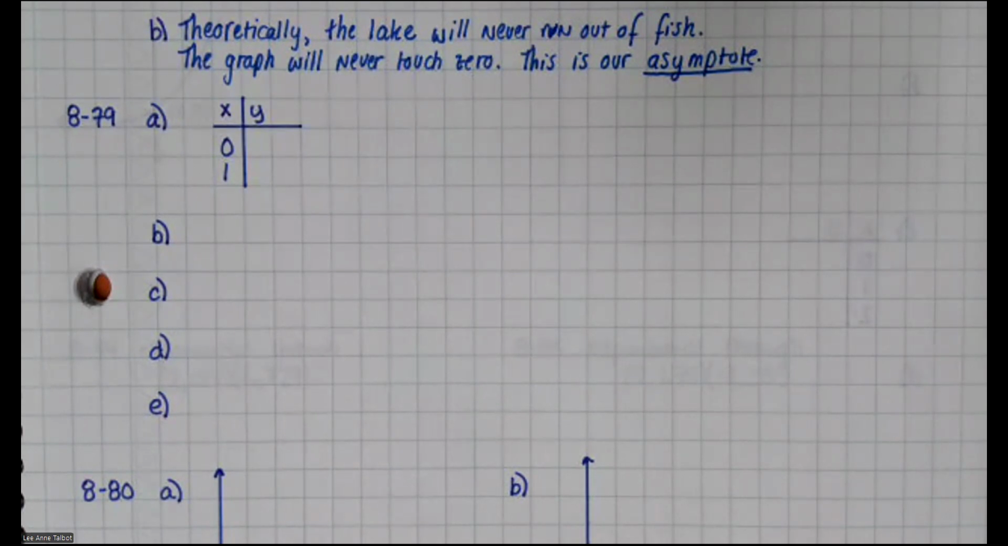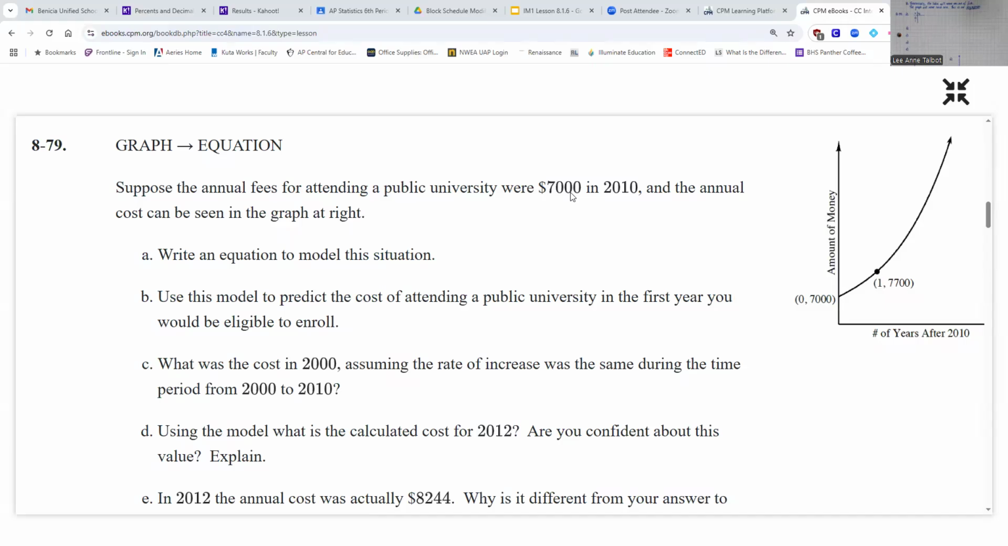All right, here's number 79. Suppose the annual fees for attending a public university were 7,210, and the annual cost can be seen in the graph at right. Write an equation to model this situation. Use the model to predict the cost of attending a public university in the first year you would be eligible to enroll. So we're gonna have to count how old you are. What is the cost in 2000, assuming the rate of increase was the same during the time period from 2000 to 2010?